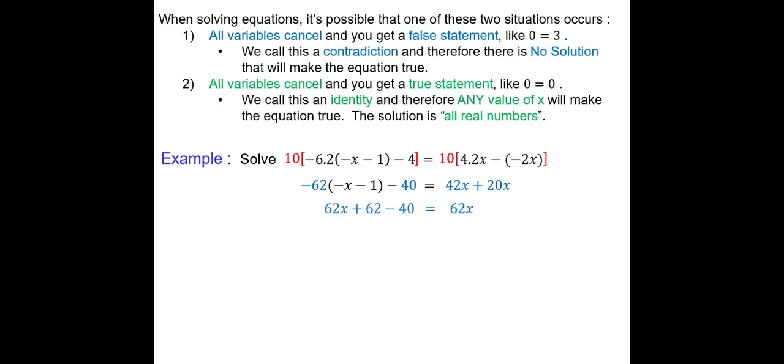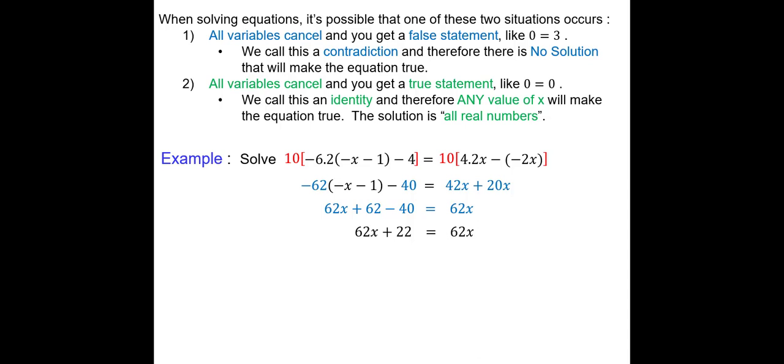Now we can distribute the -62. Well, on the left side, that gives us 62x plus 62, and we're still left with -40. But on the right side of the equation, notice that we have a couple of like terms. 42x plus 20x is 62x. And now if we simplify the left side by combining the like terms, we're left with 62x plus 22. And on the right side, we're left with 62x.